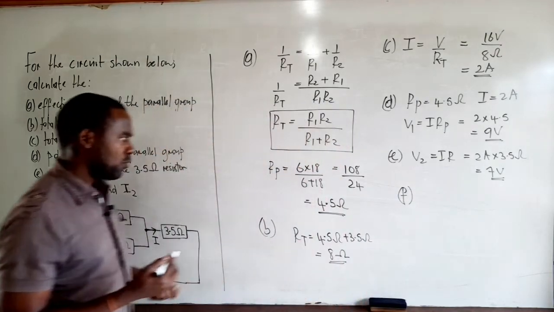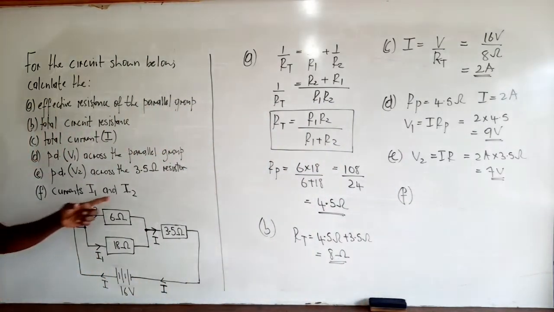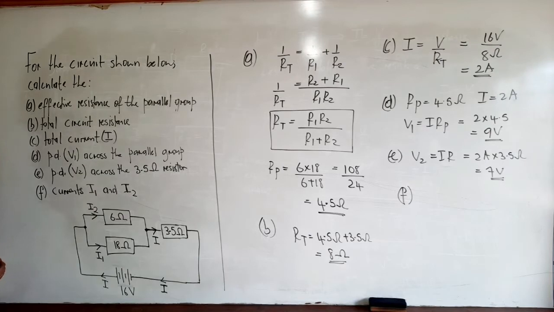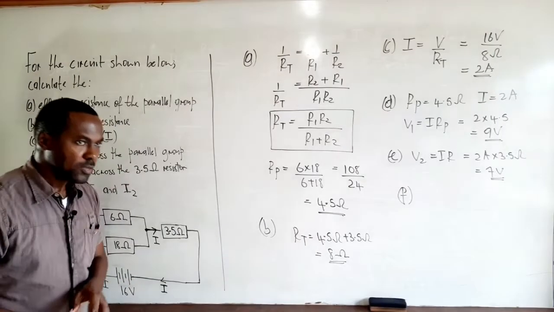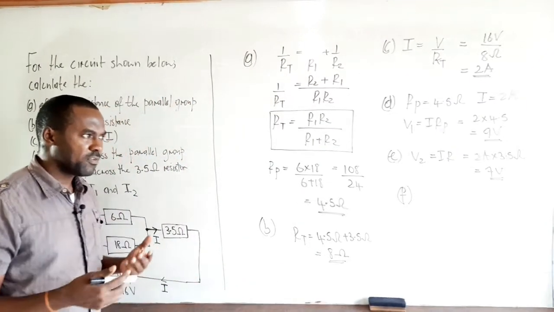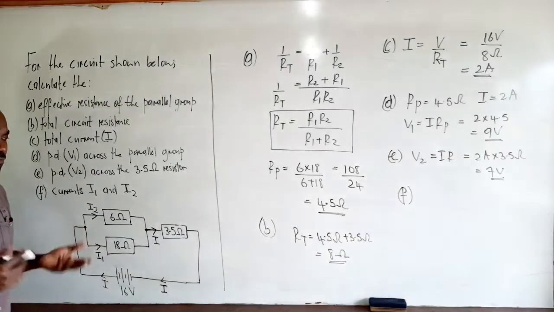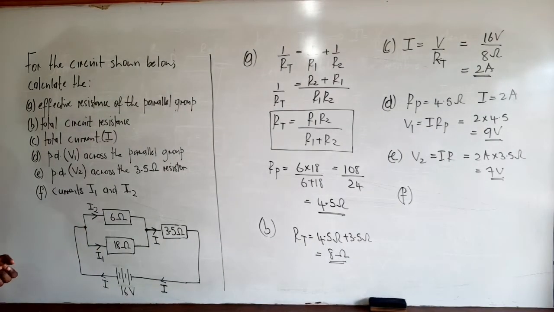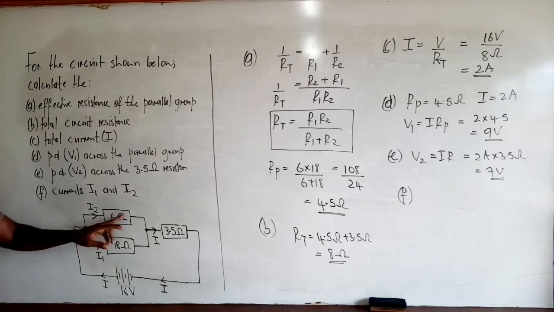So F wants us to calculate the currents I1 and I2. Now I2 flows to the 6 ohm resistor and I1 flows to the 18 ohm resistor. So from our knowledge of resistance, we know that basically resistance is a measure of the opposition to the flow of electric charge or the flow of electric current. So what this basically means is that we expect the smaller portion of the current to flow to the larger resistor and the larger portion of the current to flow to the smaller resistor.